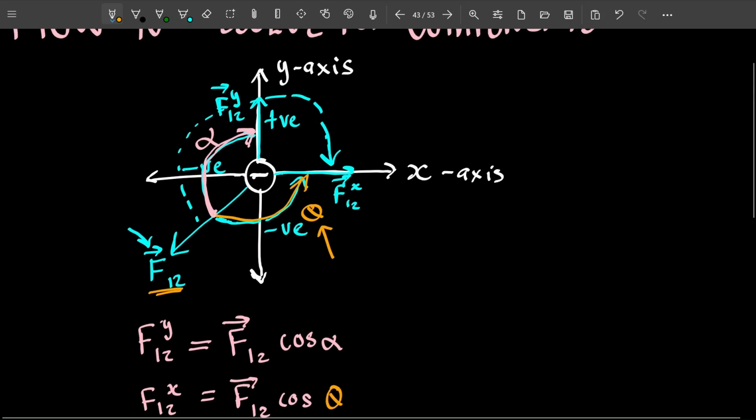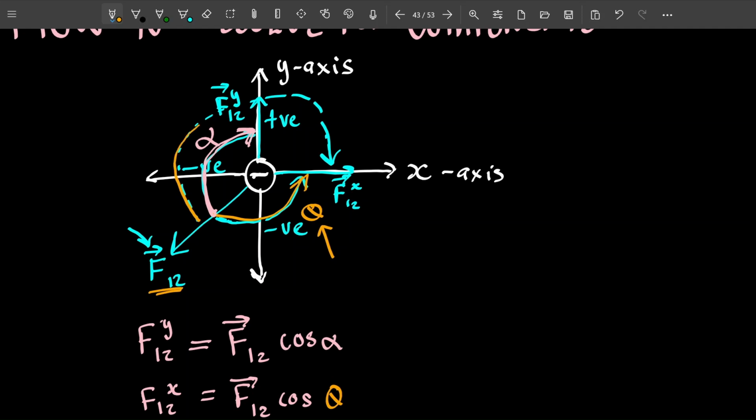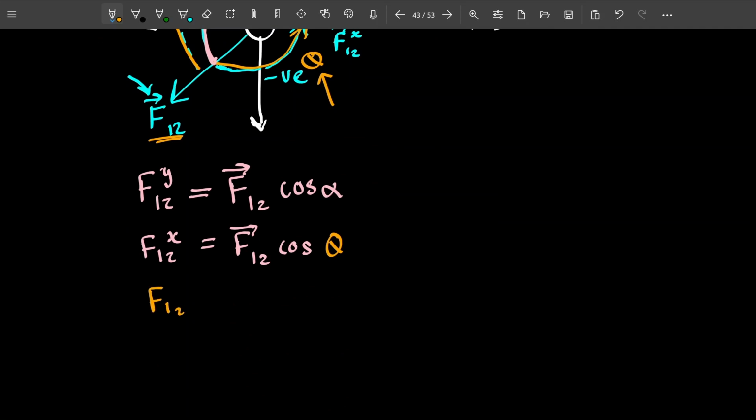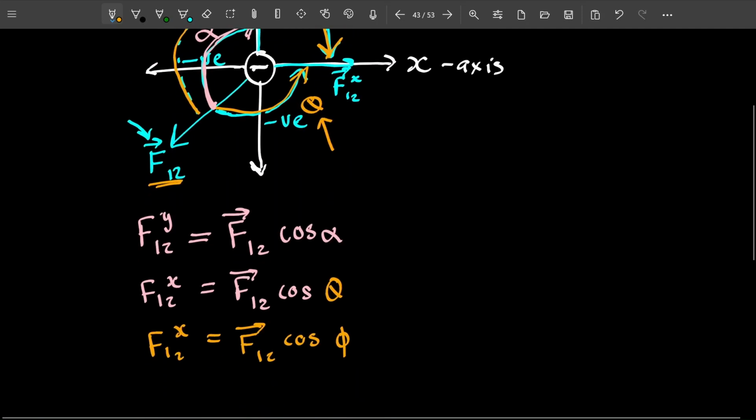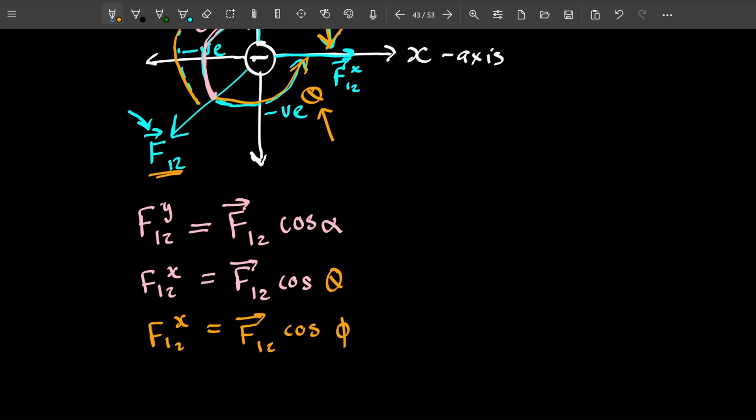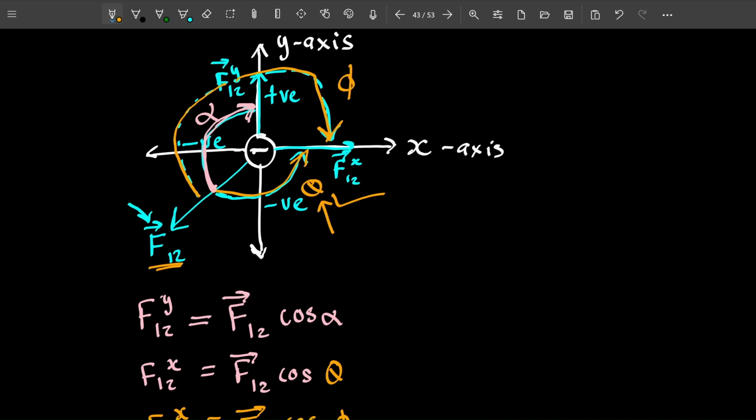I want you to know that if I go this longer way to get to the x, I still get this angle, which I might call phi. If I say F12 in x is equal to F12 times cos phi, I will still get the same answer as cos theta. Just know that if you have two angles that add to give you 360, their cosines will be the same, because this theta and this phi together give me 360. So cos of theta is the same as cos of phi, so it doesn't matter.